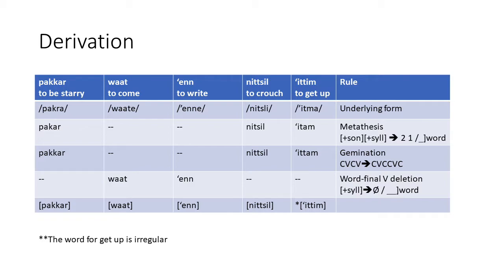So we see the word for to be starry, like a starry night or something. So let's see here, metathesis happens first. Let's check that. Is there a short sonorant before a vowel at the end of a word? Yes. R is a sonorant, and it is right before a vowel at the end of a word, A. So you have to switch the R and the A, so it becomes pakar.